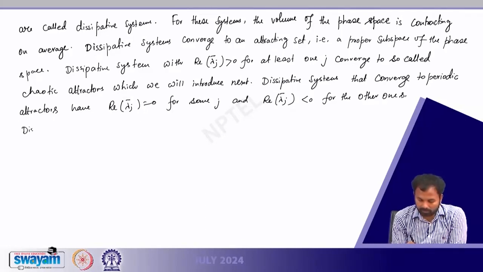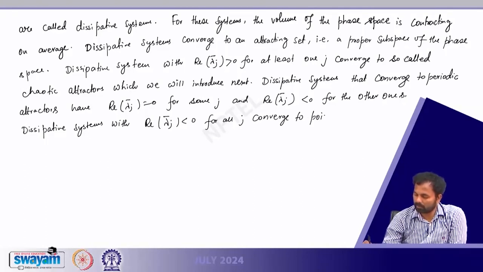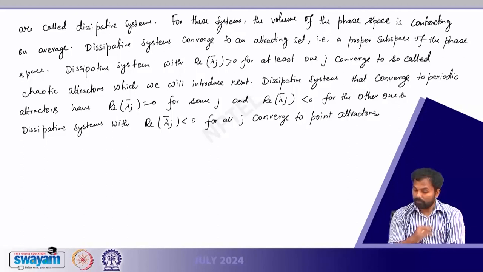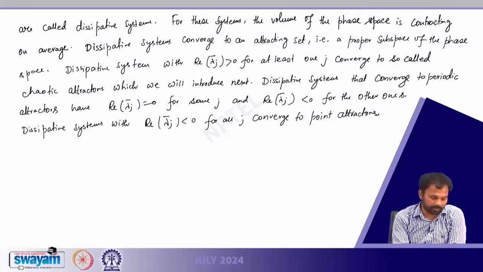And dissipative systems. So, these are all definitions or terminology. Dissipative systems with real part of lambda j conjugate less than 0 for all j converge to point attractors, right? All right. So, we got the definition of conservative system, dissipative system, chaotic attractors and point attractors.